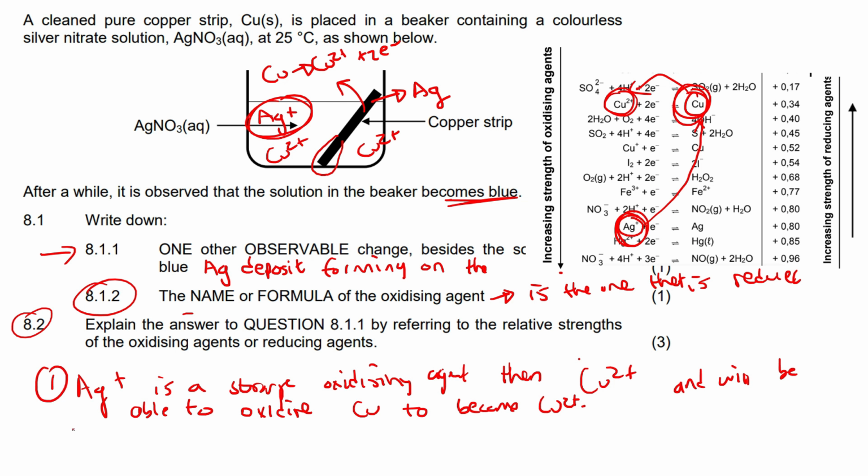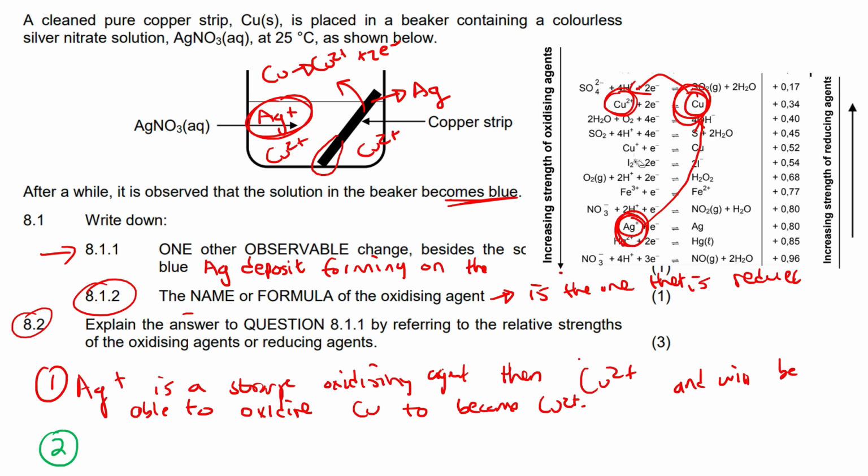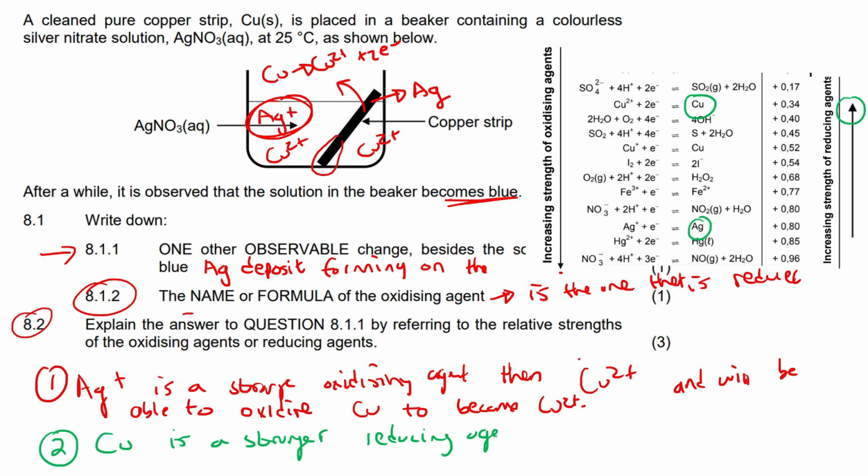Okay, that's one option. Your other way you could have written this, you only have to choose one of these, but you could have done it the other way around. You could have spoken about this one compared with this one. So you could have instead looked at this arrow, and you see that it's increasing reducing agent. So you could say that copper is a stronger reducing agent than the other one on that side of the table, which is Ag, and will be able to reduce Ag+ to become Ag.